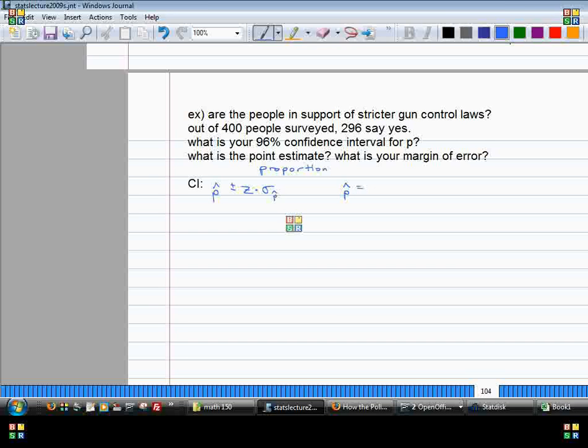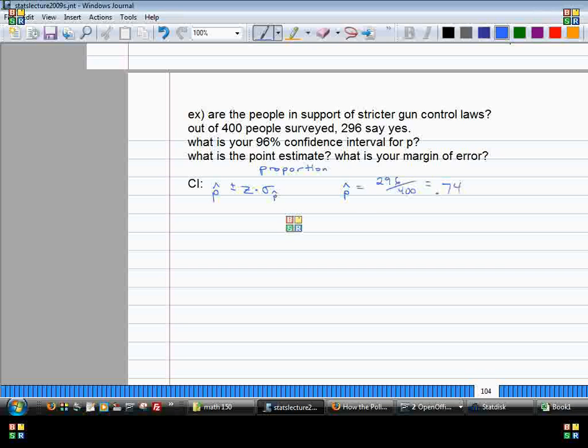It's the proportion of the sample. Whoever said that? Yes. So p hat is the proportion from the sample. So what is the proportion from the sample in numbers? There you go. So if you know what these things are, it helps do the problem. P hat is the proportion of the sample. What's the proportion of the sample? 296 out of 400, which is 0.74.